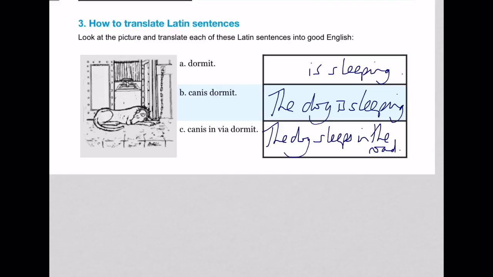How about she? She is sleeping. You could write he, you could write it. As long as it's some single thing, a pronoun for a thing, which can be doing the sleeping, then you've made it into a good sentence. So the dog sleeps in the road. The dog sleeps or is sleeping. Then we take out the dog, but we have to put something in to make it make sense. So he or she or it is sleeping.